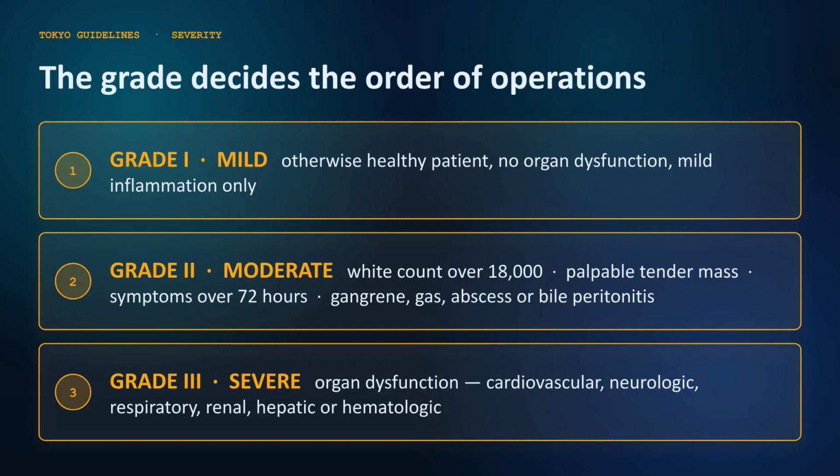Grade 3 is severe, and it is defined by organ dysfunction: cardiovascular, neurologic, respiratory, renal, hepatic, or hematologic. Grade 3 changes the order of operations. In practice, the grade decides sequencing. Grade 1 and many Grade 2 patients go to early surgery. Grade 3 is stabilized first, and often drained.